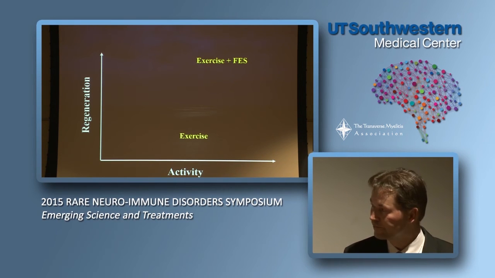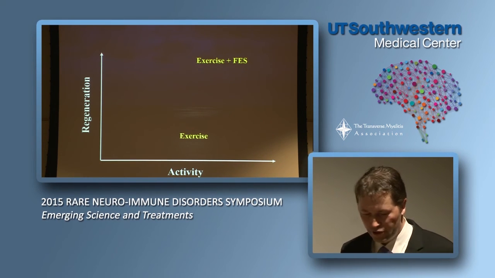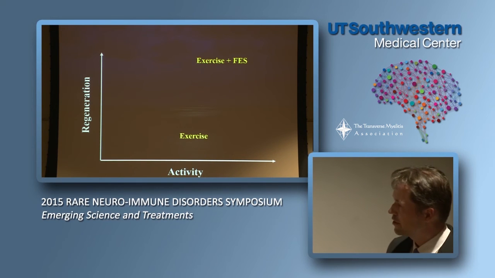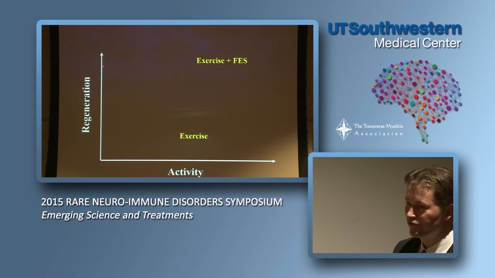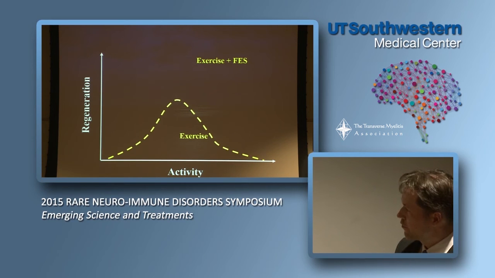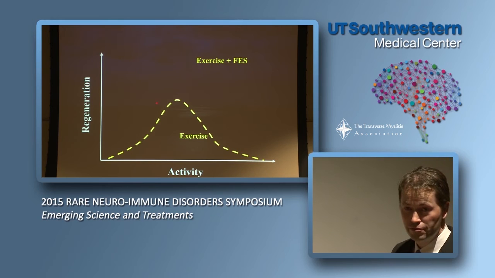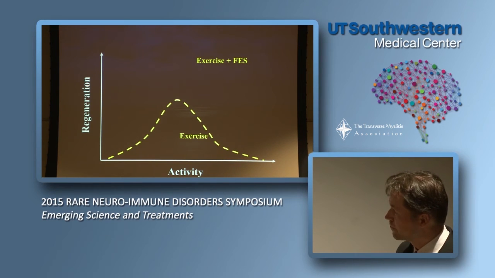And if you look at this graph here, we're plotting regeneration, meaning we want as high a level as possible of regeneration in the spinal cord, against activity. We know that with regular exercise, if we just use exercise, the more active you are, the more regeneration you're going to get, and then probably at some point there may be an optimal level, and then it falls off again.